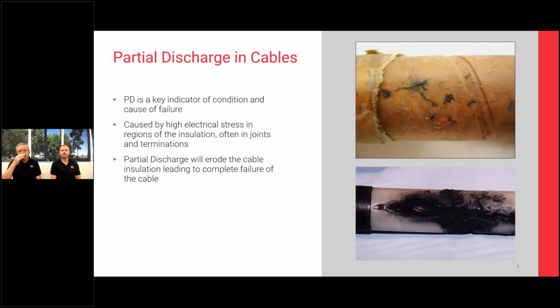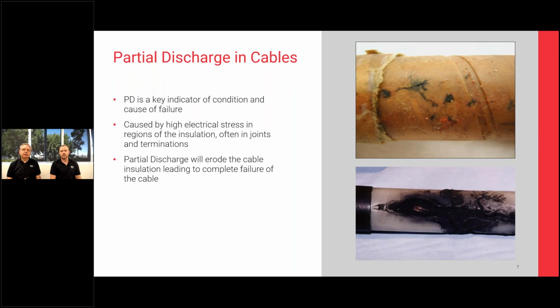Now, PD, partial discharge, is the biggest indicator. If somebody gets a joint wrong, or the cable papers are drying out and things like that, partial discharge will tend to occur. So we'll get the partial breakdown of the insulation in the cable before the failure occurs. So that's the key indicator of the condition for cables. Now that will affect both the different types of cable.